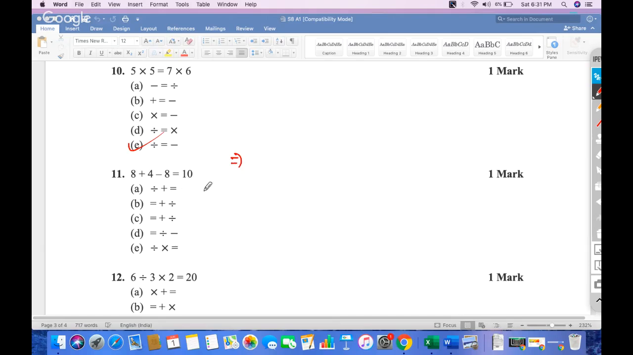Okay, so 8 divided by 4 would be 2, and minus 8 plus 10 would be 2. So divided by, equal to, and do I have it? Divided by, equal to, and plus is not there, so that is not coming. So 8 divided by, oh, and negative can be converted to plus. So A is the answer here. So this is 2 plus 8 is 10. So option A is the answer here.